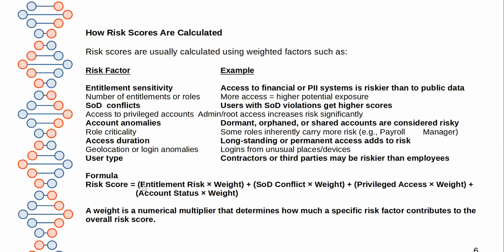So now you calculate entitlement risk multiplied by weight, then the addition of SOD conflicts into weight, then privilege access into weight, plus account status into weight, plus there could be more, like user type, more SOD conflicts, entitlement sensitivity. All those things I could add and generate a risk score formula. This is one example. Is this clear? How this formula is being derived?